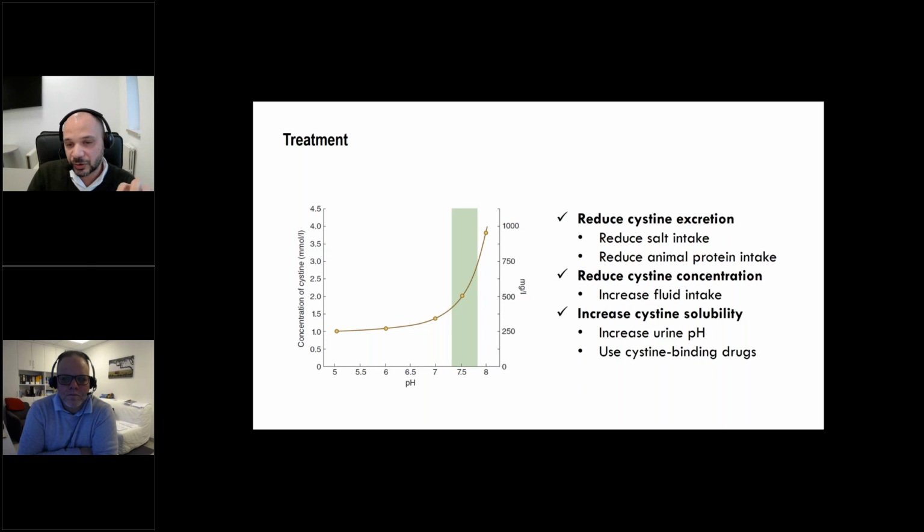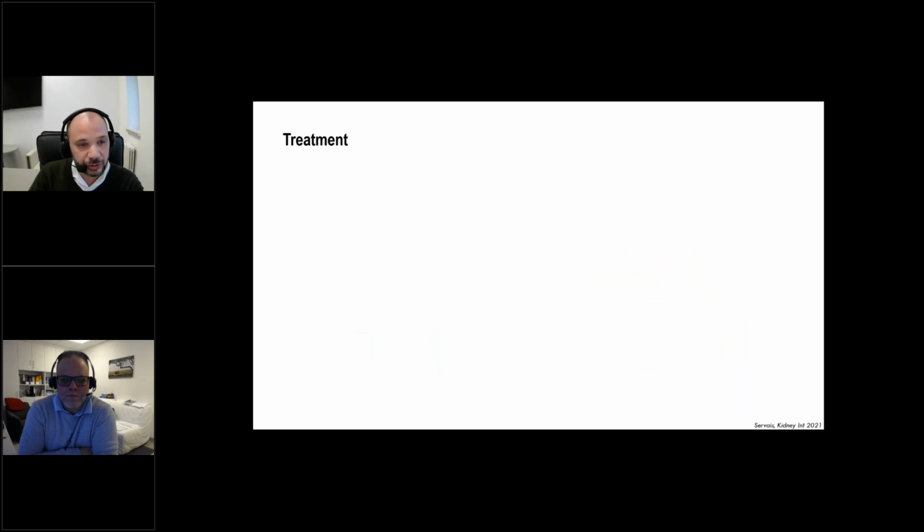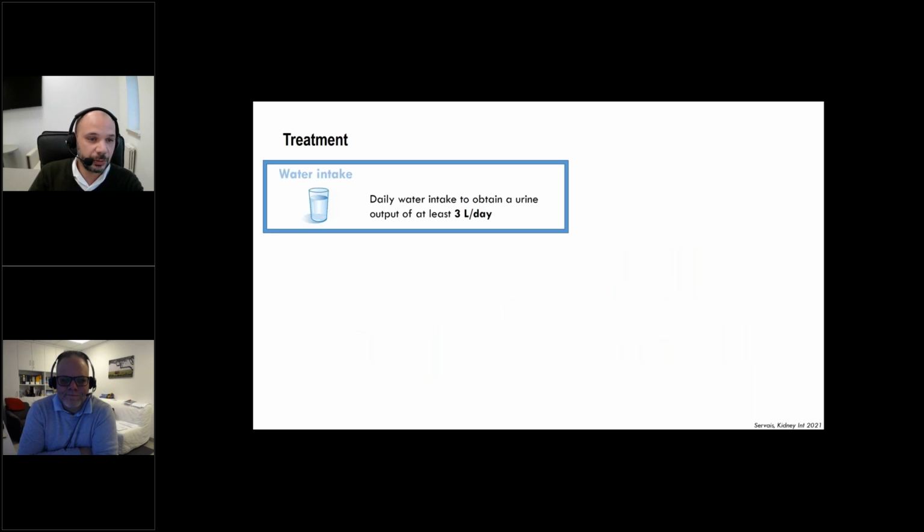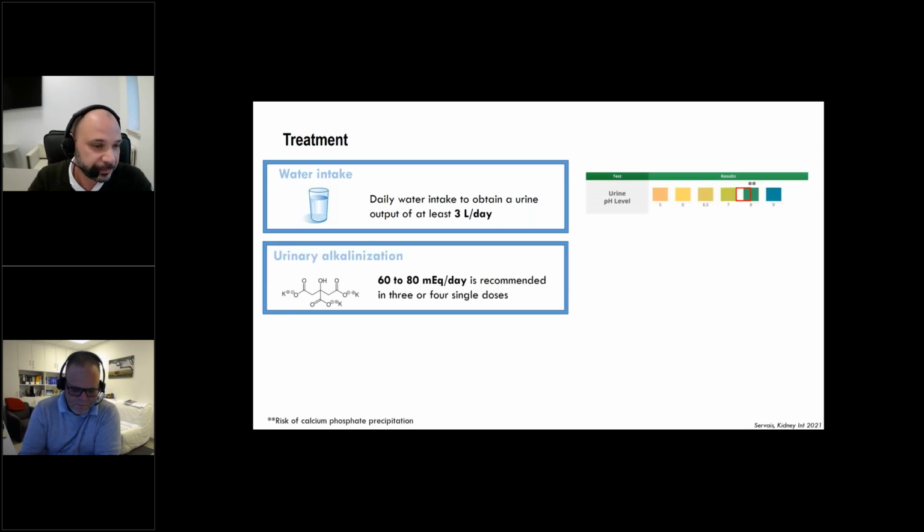So although this is the conceptual framework for treatment, in reality and in practice, we follow a two-stage approach, with the first stage made up of conservative measures. This includes increased water intake, which should point to a urine output of at least 3 liters per day, or even better, a urine output conducive of a cystine concentration that is below the solubility limit. But generally in practice, we aim at 3 liters per day.